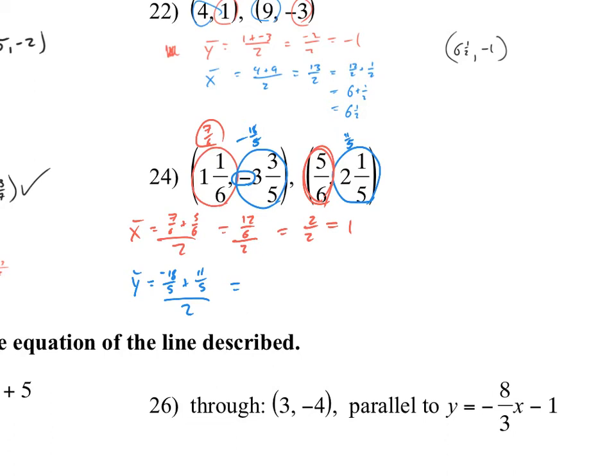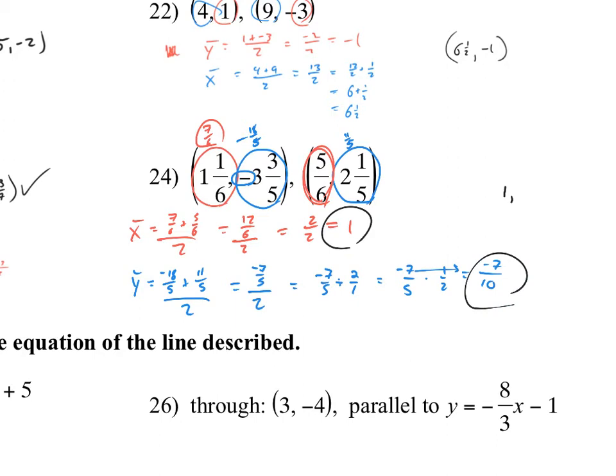So this should be -7/5 divided by 2, which is like saying -7/5 divided by 2 over 1. When you divide fractions, you take the second one, flip it, and multiply, and then you multiply everything on top. -7 times 1 is -7. Everything on the bottom, 5 times 2 is 10, -7/10. And so there's your midpoint values, 1 and -7/10.